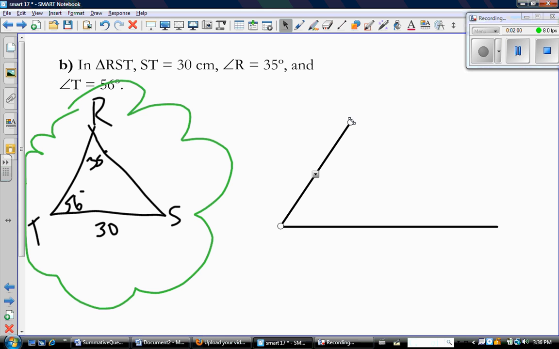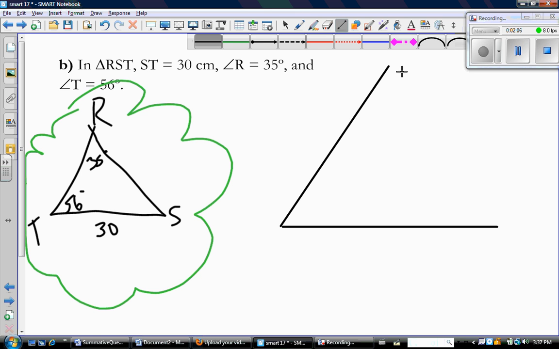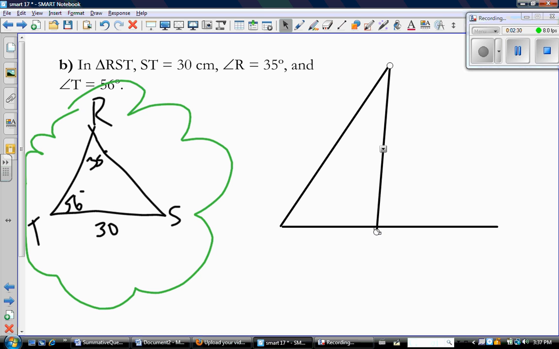Now I need to draw a line from here, and this angle here has to be 35. So think about what 35 degrees means as an angle. This would be 90, so 35 degrees would be a fairly small angle, maybe like that. Okay, so now there's my triangle.